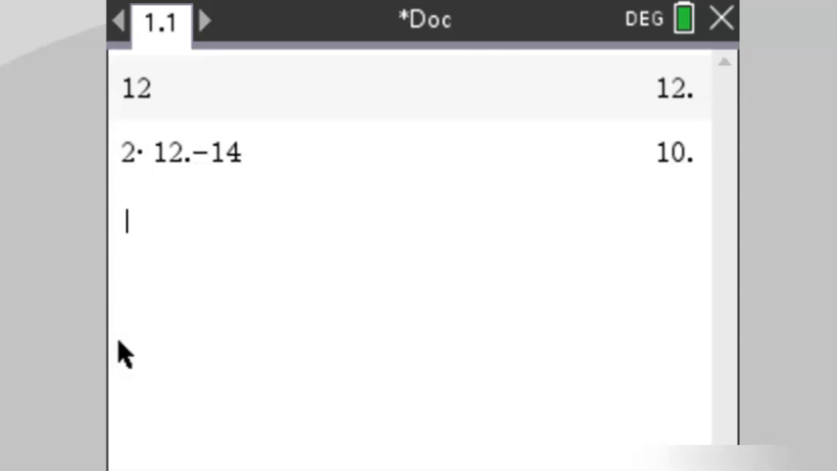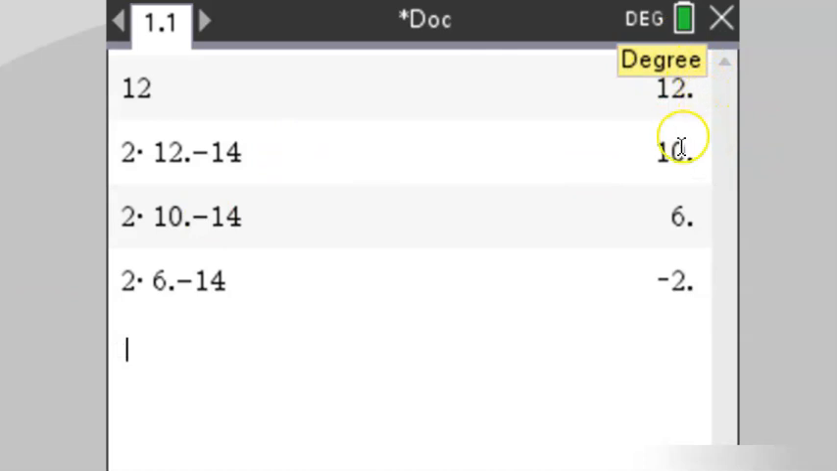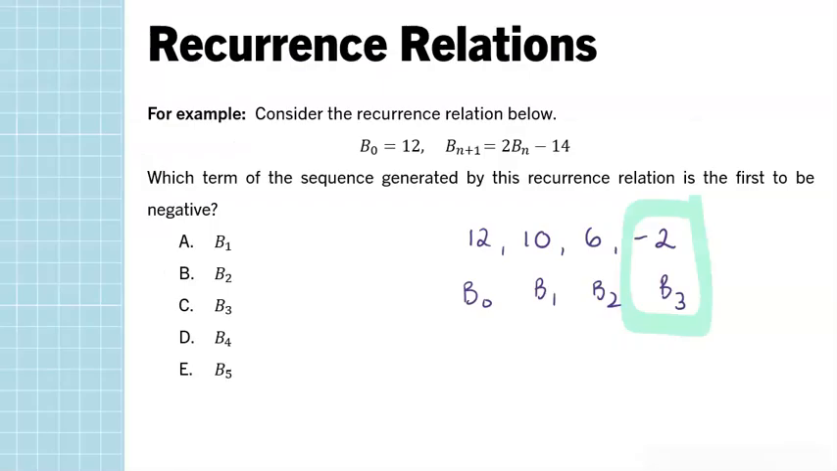So B1 is 10, B2 is 6, B3 is minus 2. So there's our sequence there, 12, 10, 6, minus 2. And so the first value, remember our first term is B0, B1, B2, B3. And so bringing that information back, we can see that C is our answer there with B3.